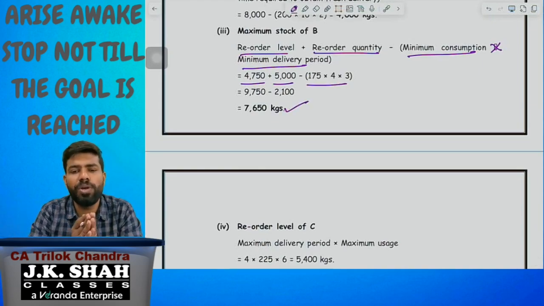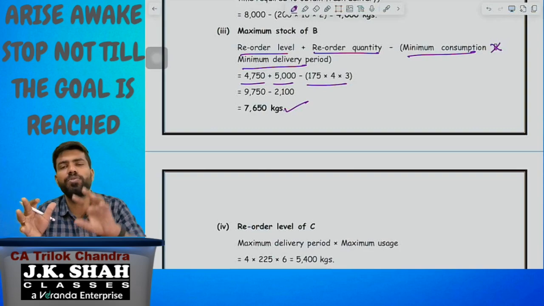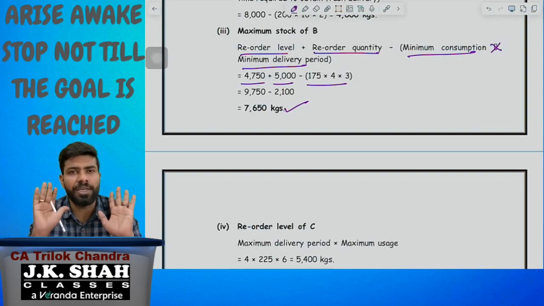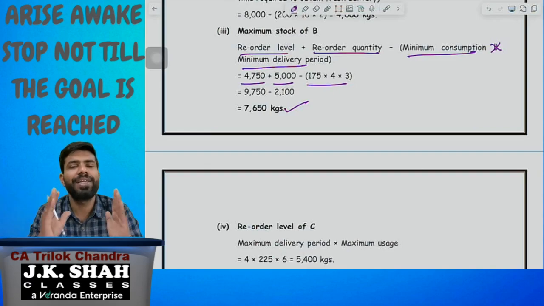So as I told you, the only important point is converting that finished goods into raw material. Remaining everything using formulas we can calculate comfortably. All of you clear on this point?